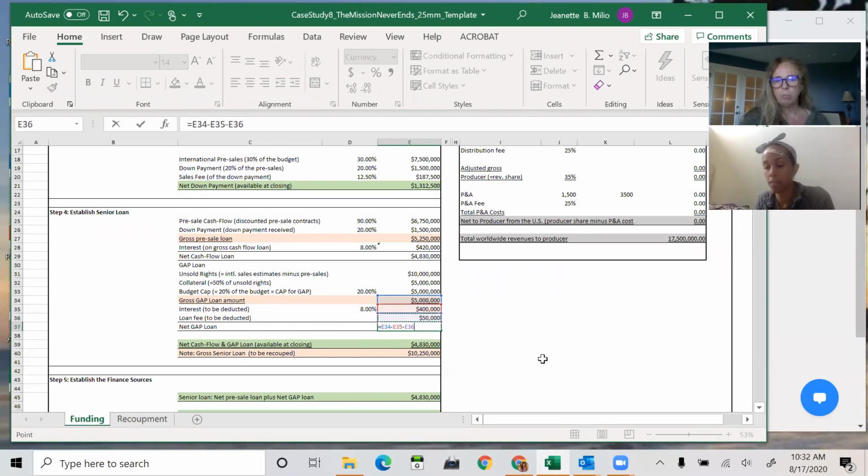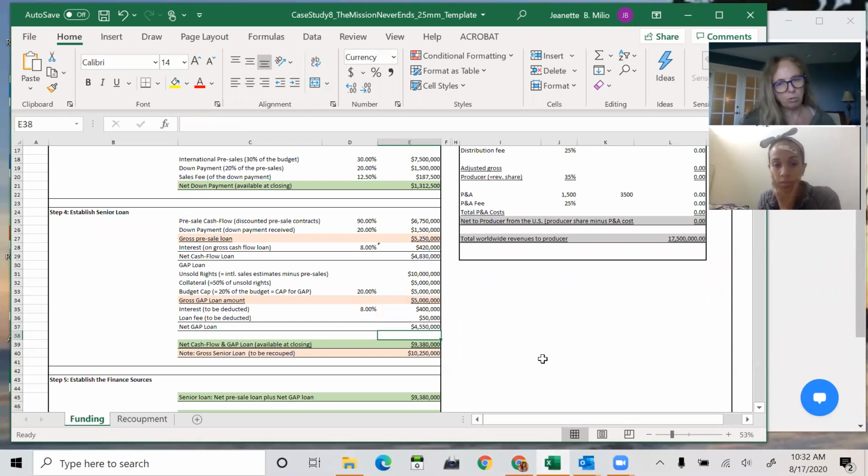The net gap loan would be 5 million minus your cost, minus the interest and your loan fee. So you would take your 5 million gross loan amount, and you would say, I have to pay the bank their interest, which is 400. I see. So the net loan would be how much after I deduct those costs? 4,550,000. You're correct.